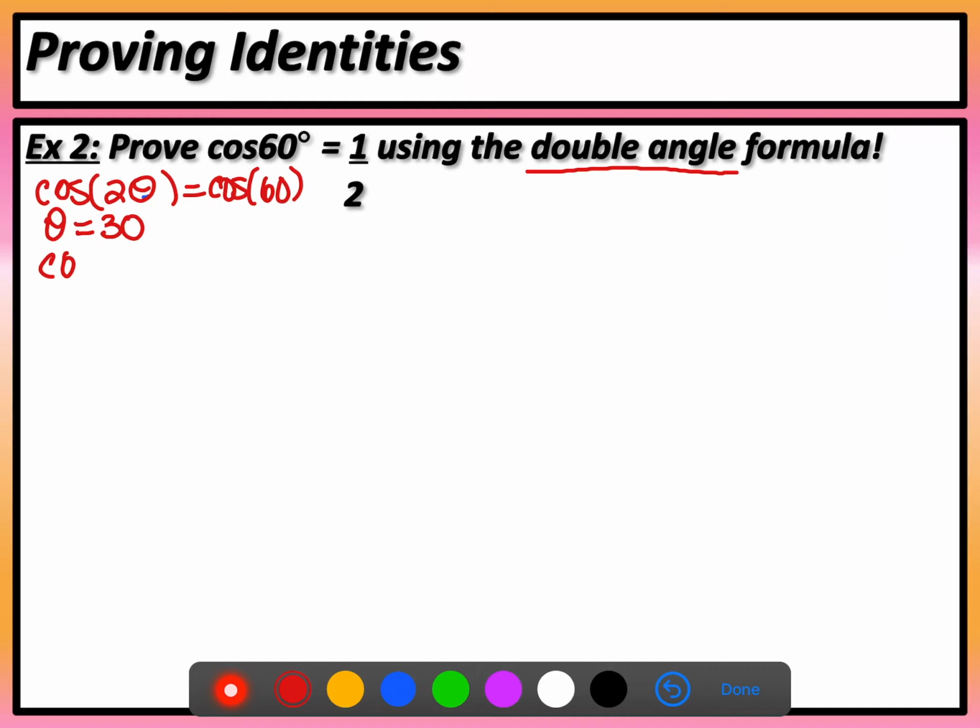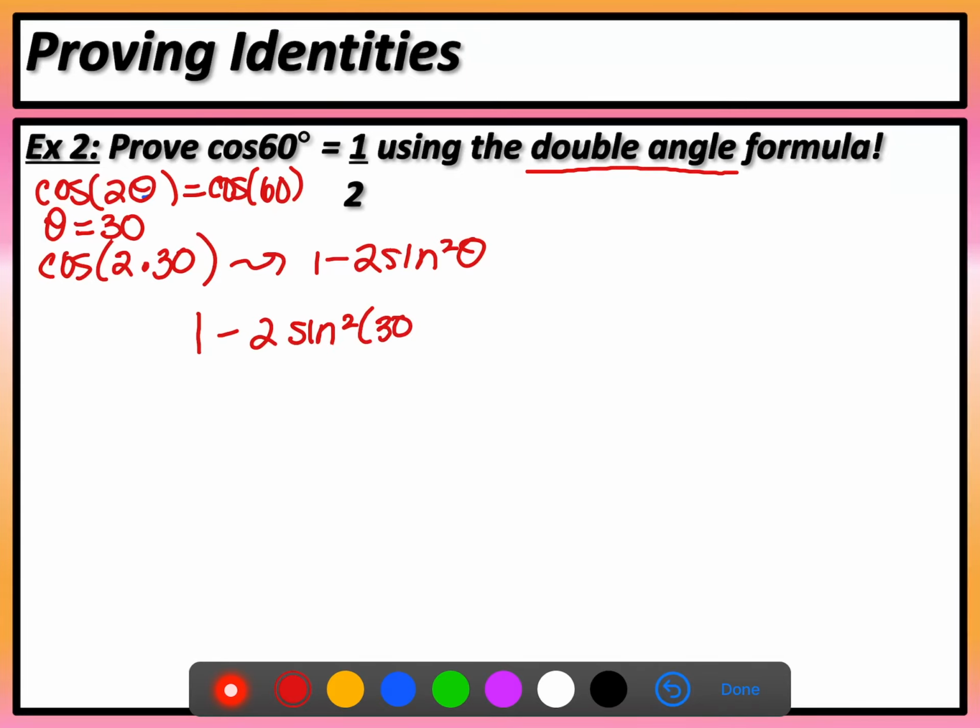So if this is cosine of 2 times 30, and the identity that we're using is 1 minus 2 sine squared theta, the left side here is 1 minus 2 sine squared of 30, and that's supposed to come out to be 1/2. So now I want to find out, what is the sine of 30? Sine of 30 is 1/2.